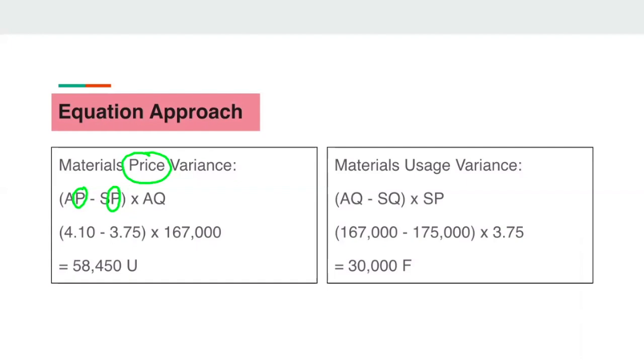To get the usage variance, you will be minusing both quantity values in the bracket and then multiplying it by the standard price. So again, we're looking at usage. So quantity will be in the bracket, and then the opposite of it, so price, will be on the outside of the bracket.